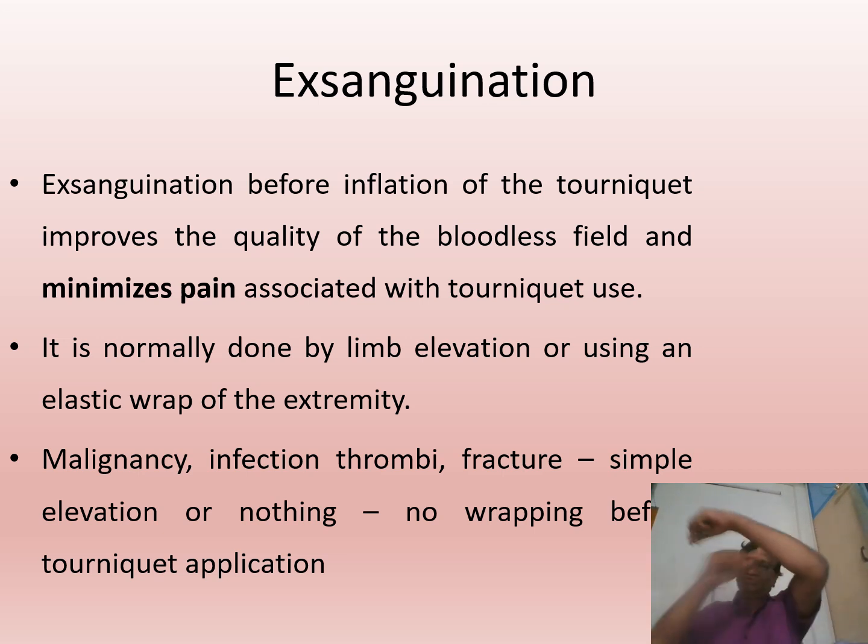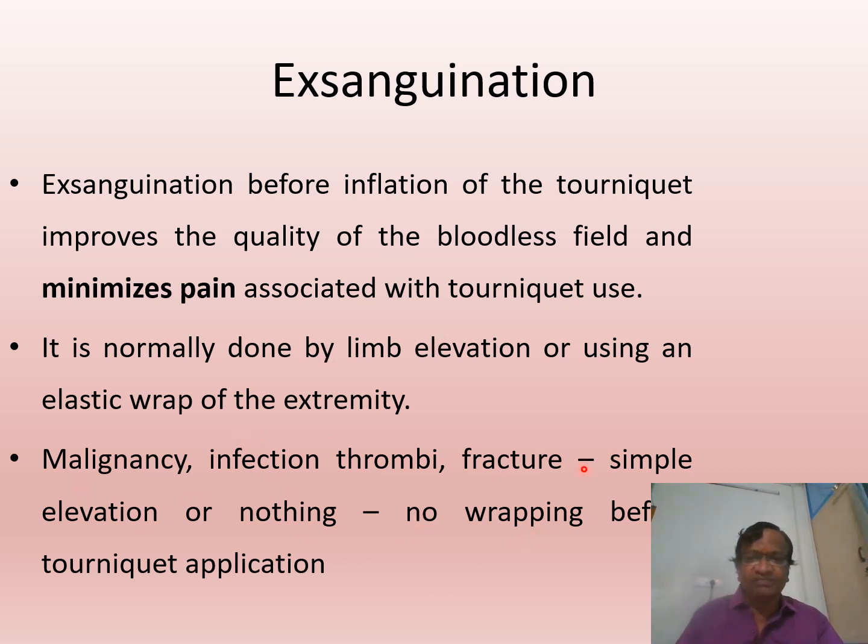Or sometimes we can apply a Esmarch bandage up to this portion, get a good pneumatic tourniquet and then remove the Esmarch bandage. So these are the types of exsanguination. Exsanguine means blood. Exsanguination means remove the blood. Exsanguination of the limb means remove the blood from the limb. Otherwise, if you have a full limb and inflate, there may be initially more bleeding. That's the problem.